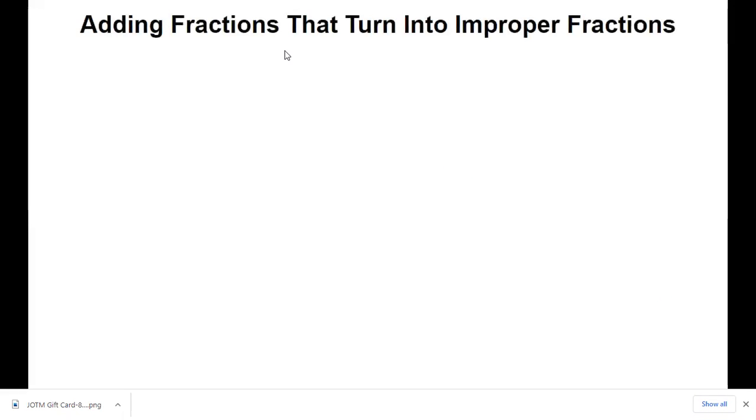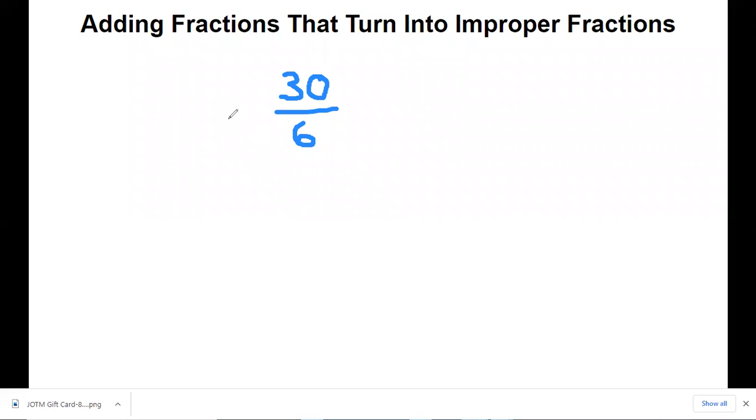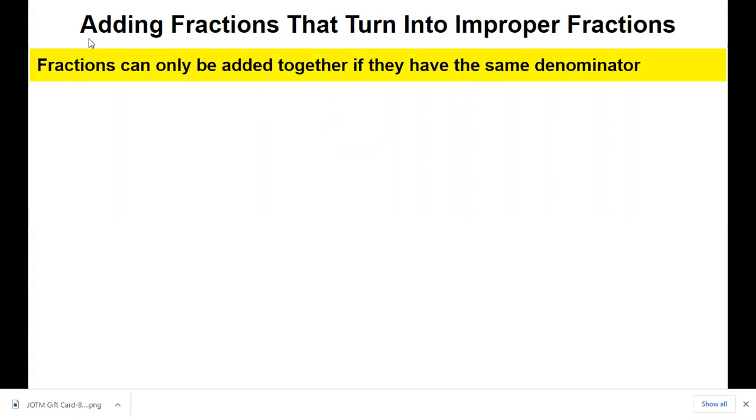Welcome back. Let's continue where we left off, adding different steps in the process. Now we're adding fractions that turn into improper fractions. Remember, an improper fraction has a bigger top number than the bottom number. It's improper because you normally see fractions written differently. So notice that 30 is bigger than 6, so 30 over 6 is an improper fraction. So let's see what happens when we add and get an improper fraction as an answer.